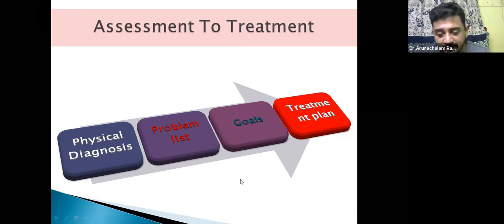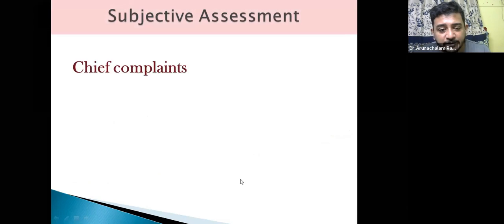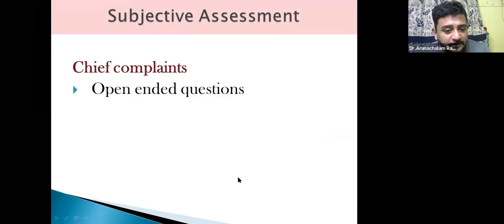Okay, nice. Now, the subjective assessment, you should have chief complaints. You should put open-ended questions to the patient. Like, do you have pain? That is a closed-ended question. The patient will say yes. So you cannot extract more information from the patient. You should ask, what is your problem? What do you expect from this treatment? What do you think you are suffering with? All these things are open-ended questions.